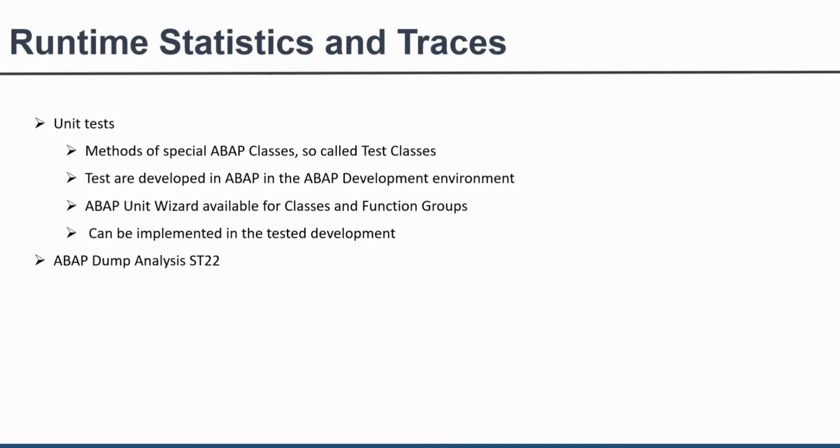Next, we have the ST22 or ABAP dump analysis. This tool gives pretty detailed information of any ABAP runtime error. It gives the details of where exactly the runtime error occurred, why it occurred, and even the data associated with the program at the time of the runtime error.